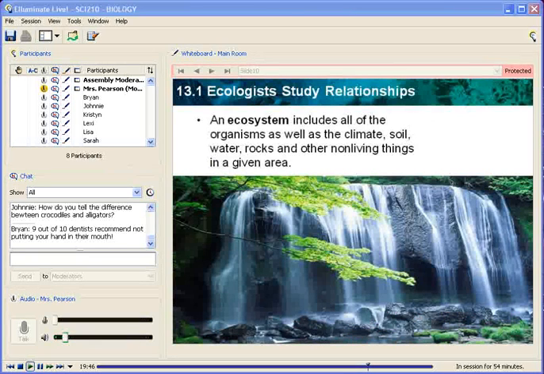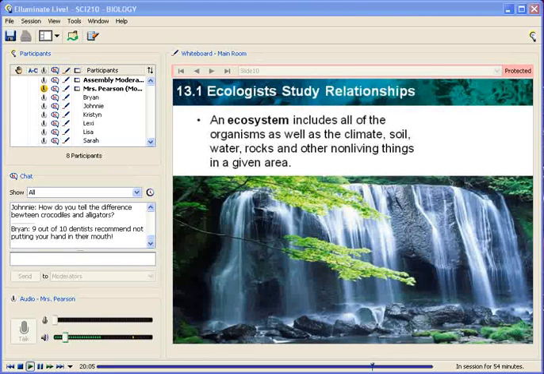Okay, if we go up another level, some other ecologists are going to look at an ecosystem. And on the ecosystem level, we look at not only the things that are alive in an area, but also the non-living things. So the climate, the soil, the water, the rocks, and so on.